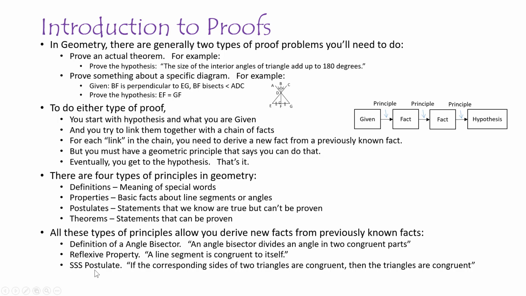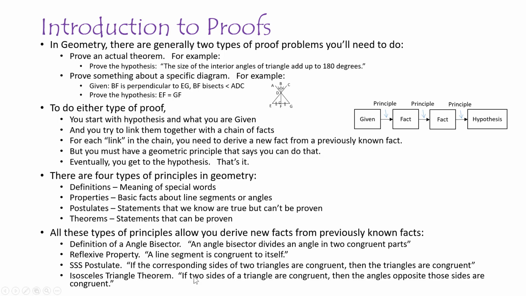And then here's an example of a postulate that says if the corresponding sides of 2 triangles are congruent, then the triangles themselves are congruent. And so if you know that the corresponding sides are congruent, that's one fact, then you know that the triangles are congruent. So you're deriving one fact, if one fact, then the other fact. And then here's an example of a theorem. If 2 sides of a triangle are congruent, then the angles opposite those sides are congruent. And we're actually going to prove this theorem in this video. So in all of these, you know a fact and you're deriving new facts, and hopefully you can build a chain of facts and actually prove the hypothesis. So that's how it works.